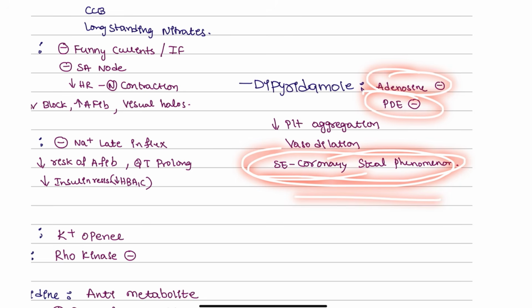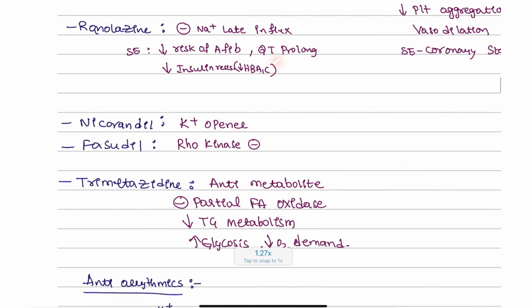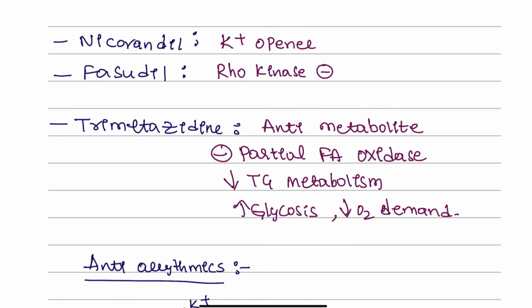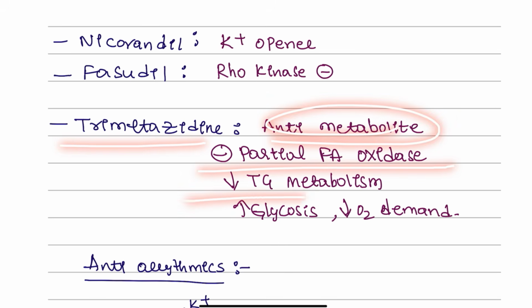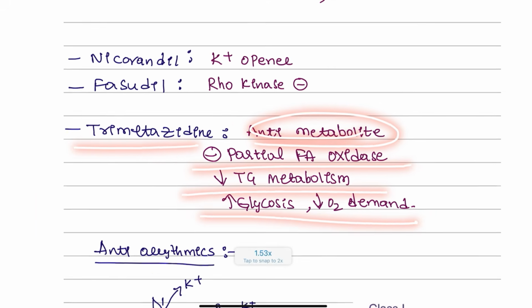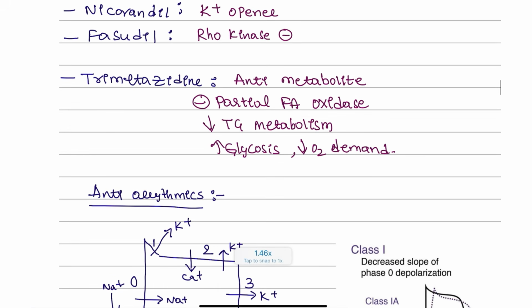So it is going to show the coronary steal phenomena. Next, nicorandil, and it is a calcium channel opener. Phosphodiesterase and Rho kinase inhibitors, and trimetazidine, it is an anti-metabolite. Partially it is going to block the fatty acid oxidase, and it will decrease the triglyceride metabolism, increase the glycolysis, and decrease the oxygen demand with the heart.